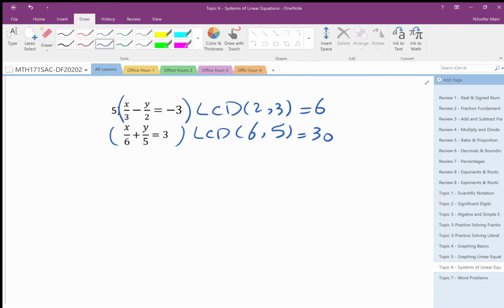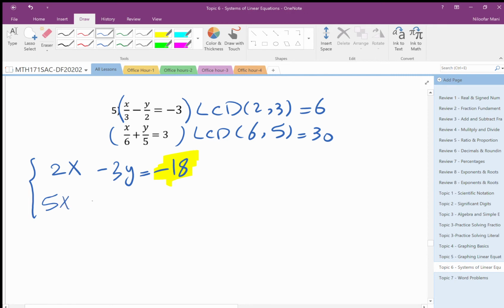So you do that, and then it is going to be 6 divided by 3, which is 2x, minus 6 divided by 2, which is 3y, equal minus 18. Many times I see students forget to multiply the other side, and they just put minus 3, and everything goes wrong. Then I multiply the other one by 30, so it's 5x plus 6y equal 90, right?